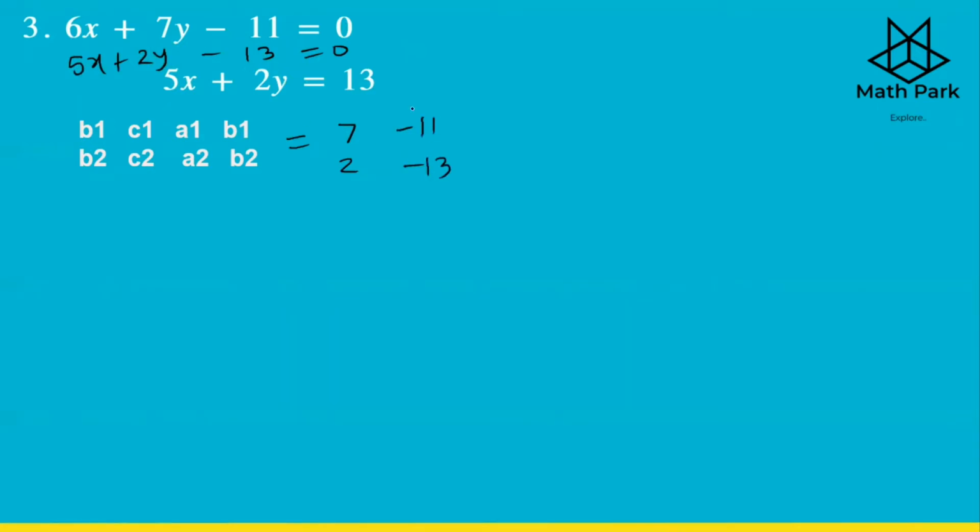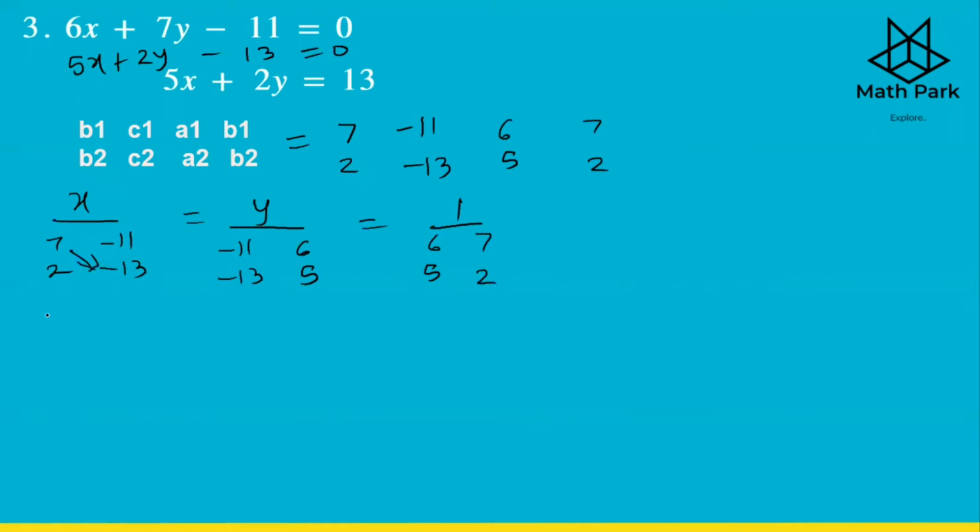A1, A2 is 6 and 5. And again B1, B2, which is 7 and 2. Let us write this as x upon 7, 2, minus 11, minus 13 is equal to y upon the middle one, minus 11, minus 13, 6, 5 is equal to 1 upon 6, 5, 7, 2. Let us do the cross multiplication.